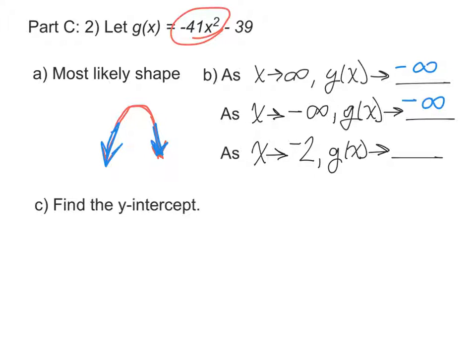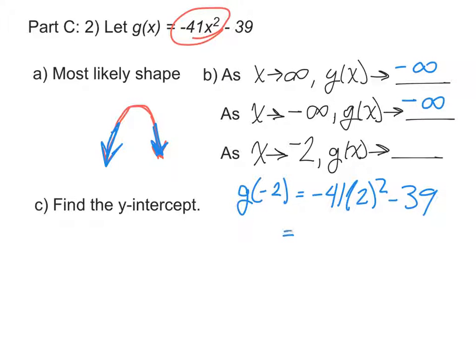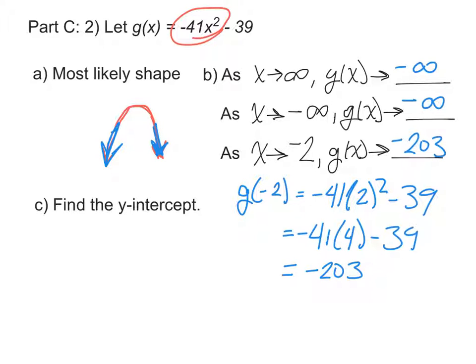And as x approaches negative 2, again, g of x is a polynomial, so it's continuous. We can just find out what g of negative 2 is by going negative 41 times 2 squared minus 39. That'll be negative 41 times 4 minus 39. If you need to do that on your calculator, you should come up with negative 203. That means as x approaches negative 2, g of x is going to approach negative 203. And the y-intercept, of course, is the constant term, so that'll just be negative 39.